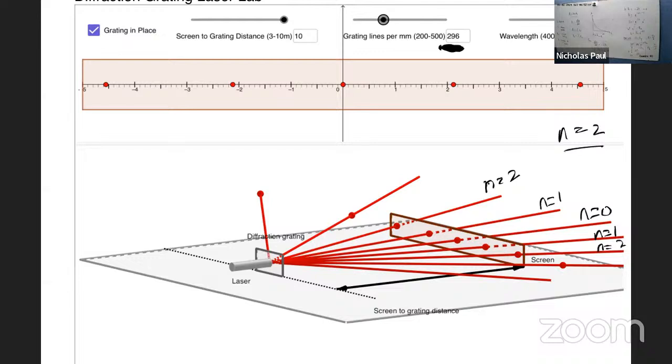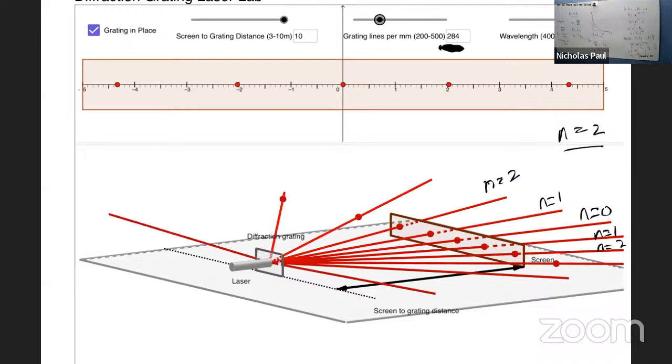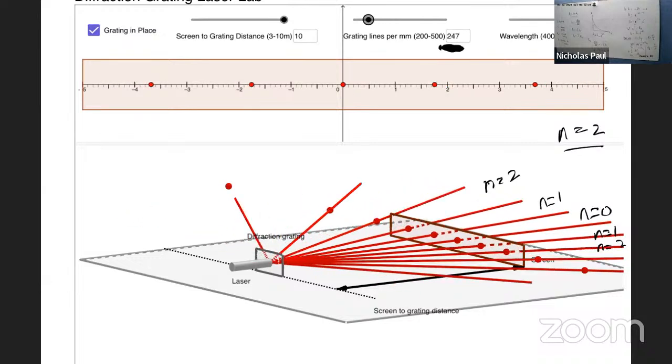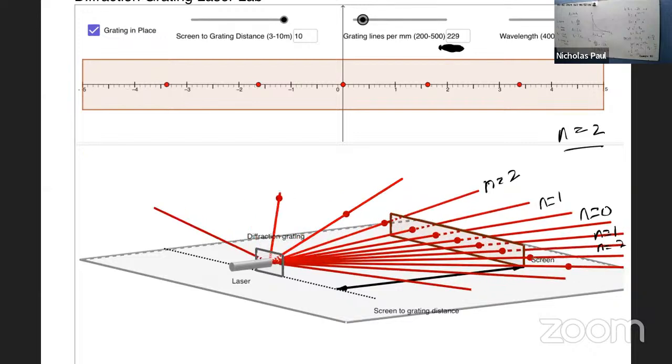If I were to drop it further, I could even squeeze in 1 more order. Did I squeeze in the next order? Yeah, I did. Right? I was able to squeeze in a next order.